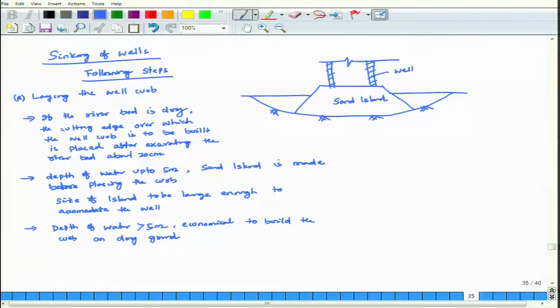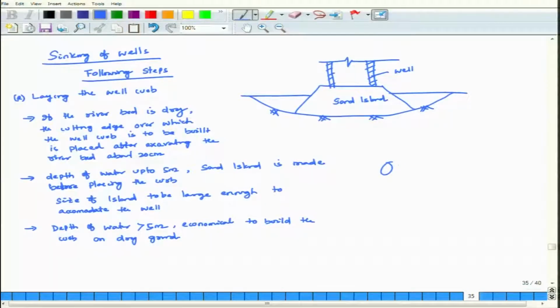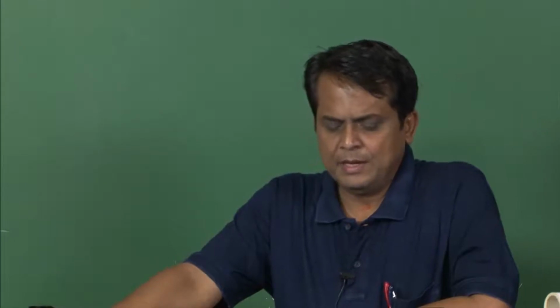So, three cases of how you are going to start your laying. First one is river bed with no water, a very simple case. Then you do excavation of 15 to 20 centimeter, then the cutting edge can be placed. Second, if depth of water is up to 5 meter, you place sandbags around the periphery, one above the other, so that you provide a temporary island so that the cutting edge can be placed. If it is more than 5 meter, then try to build the curb on dry ground.